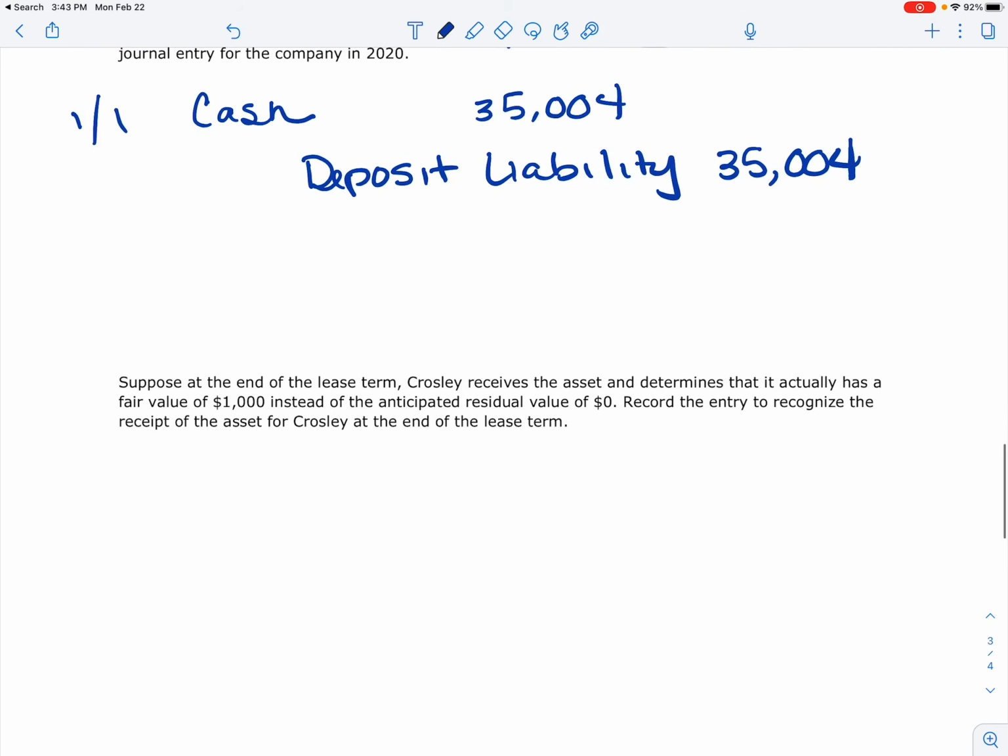Another scenario: suppose at the end of the lease term, they receive the asset and determine it actually still has a fair value of $1,000 instead of what they thought was going to be a residual value of 0. That means that they can recognize a gain on that. So we're going to put that inventory back on our books by debiting inventory, and we're going to credit our gain on lease.